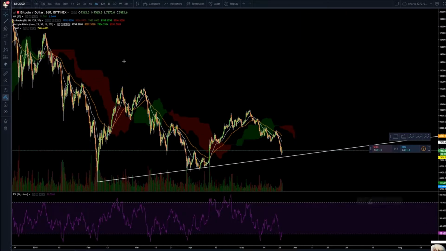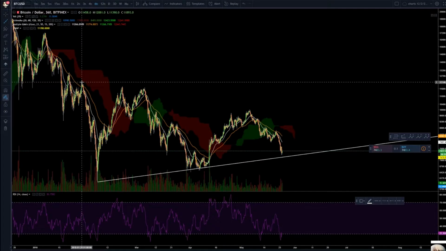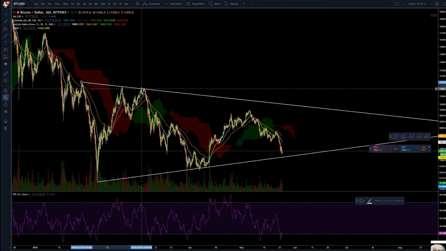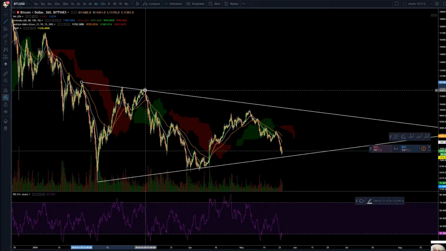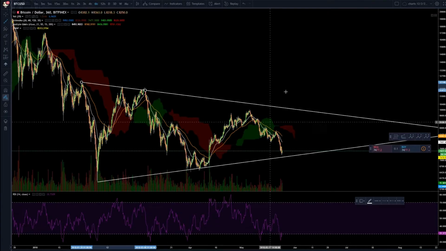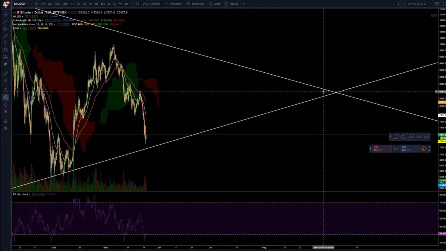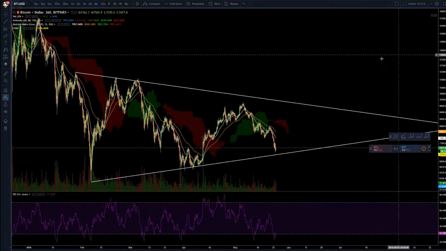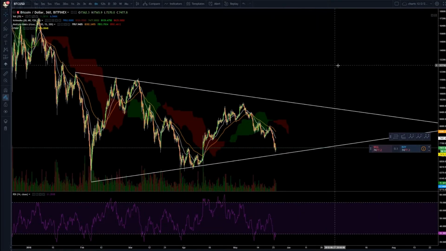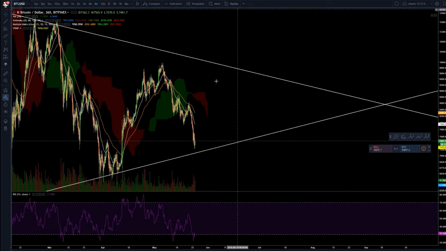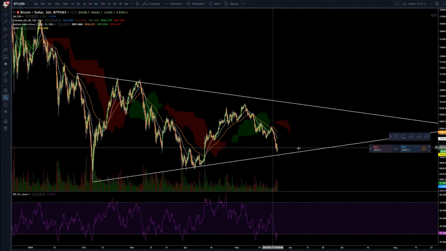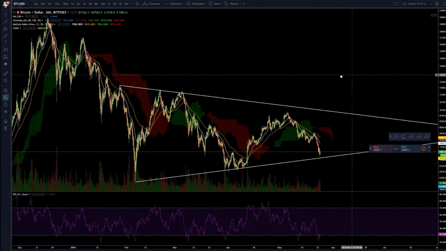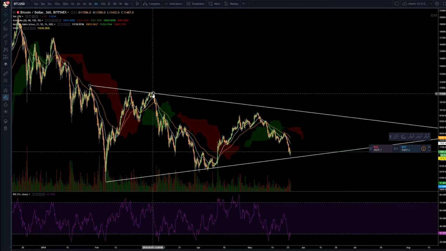So then what we do is we take this same top point right here, and we place it on top of here, kind of, right? You can see we're in a triangle here. And this triangle needs to at some point break out, or break down, guys. Also keep that in mind. We can also break down. So that's just how it is, right?